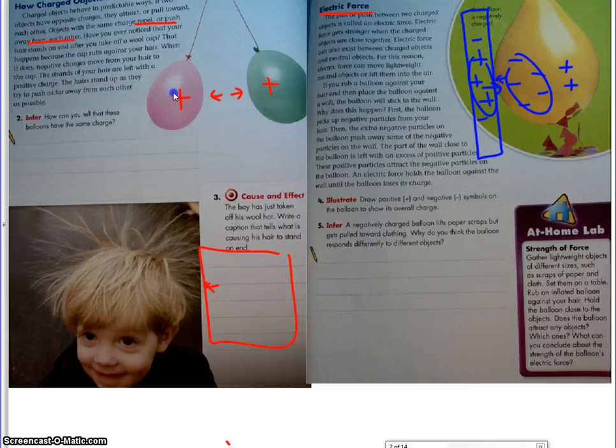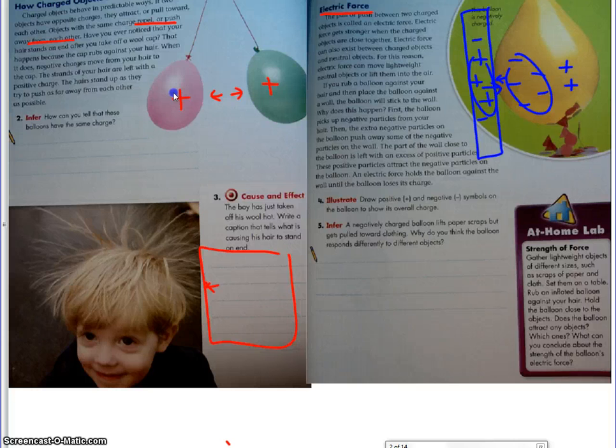number on both. Okay, so it says draw positive and negative symbols on the balloon to show its overall charge. So maybe do it on a post-it note and cover the balloon with your post-it note. How would you show that it has a negative charge? So would you need more minus signs or more plus signs?